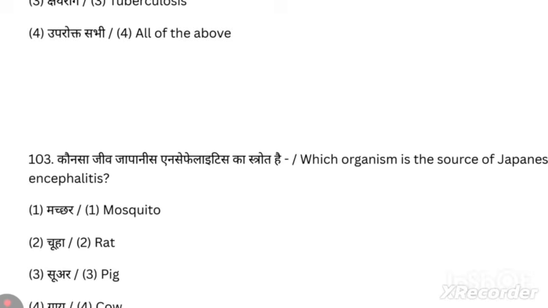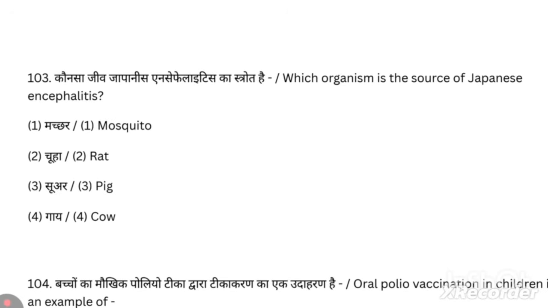Next question is, which organism is the source of Japanese encephalitis? So JE is a zoonotic viral disease transmitted by Culex mosquito. Pigs are the amplifying host and the source of JE, while the mosquito is the vector of JE. Rat and cow are not related to JE.